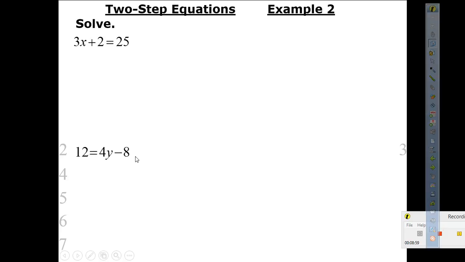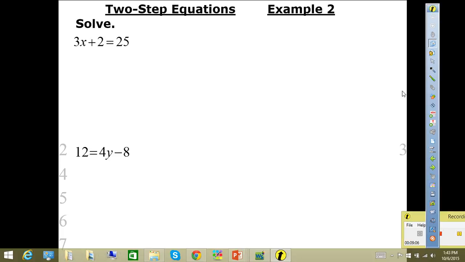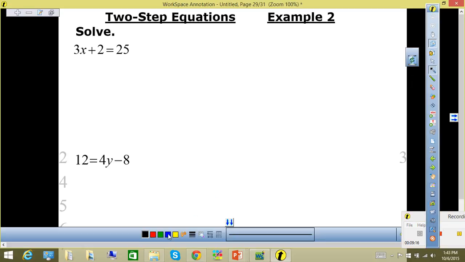12 equals 4y minus 8. See if you can do that one by yourself. Go. Use the same process. Okay, let's see. Victor, what'd you get? 5. Hands if you got 5. That is incorrect. Who got 5 equals y? That is correct.